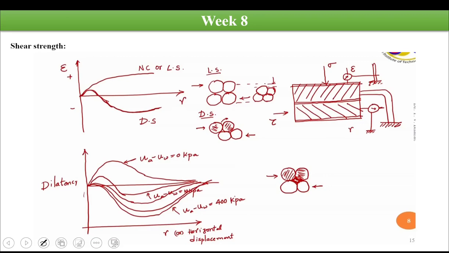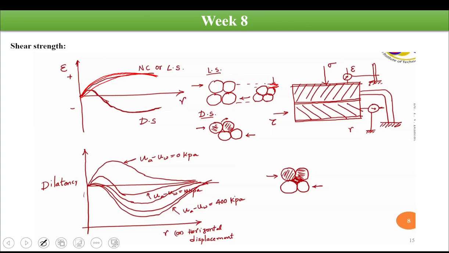This we have studied in the theoretical class: in the case of loose soils, because of their packing as a simple cubic, when we apply a shearing stress, their packing changes to tetrahedral. Because of this, there is a strain that takes place, and because of that they show this kind of behavior. The positive strain is observed.